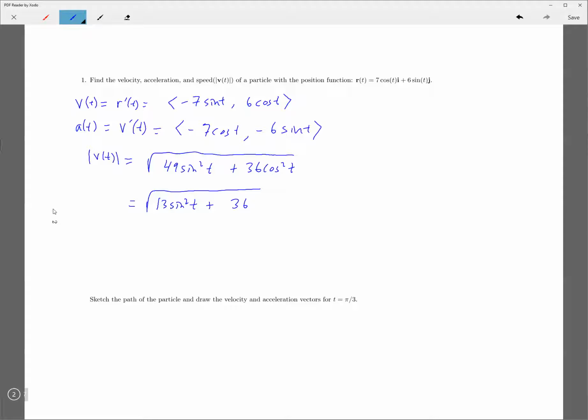And then for the second part, sketch the path of the particle and draw the velocity and acceleration vectors for t equals pi/3. Okay, so does anybody know what path this is going to be? What is this going to look like? What kind of a curve is this going to look like? I guess you can see the pictures on Webassign. But it looks like an ellipse, right? Let me show you how to get that ellipse.